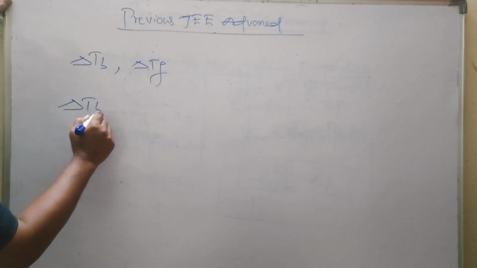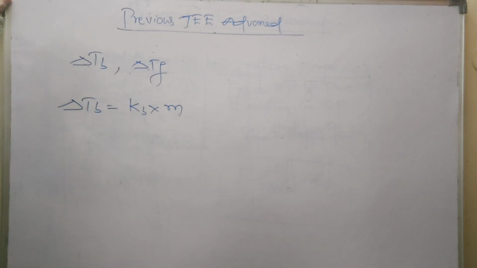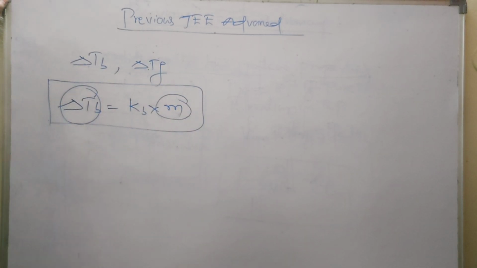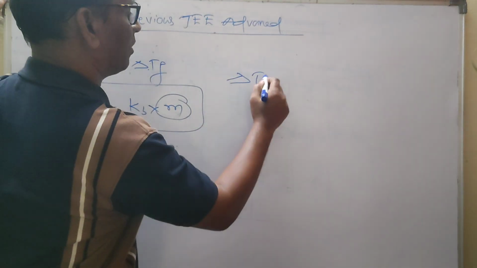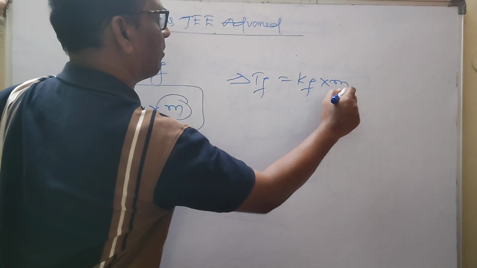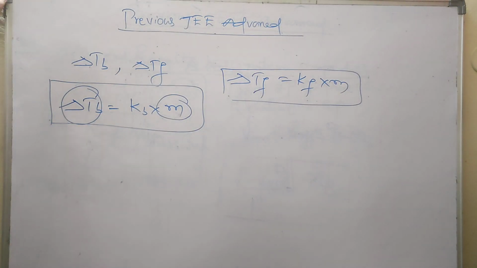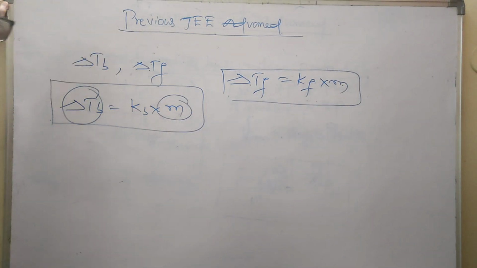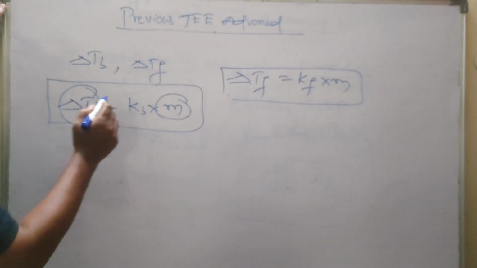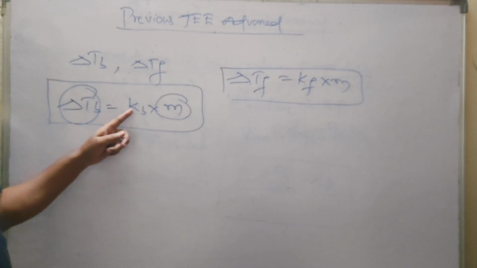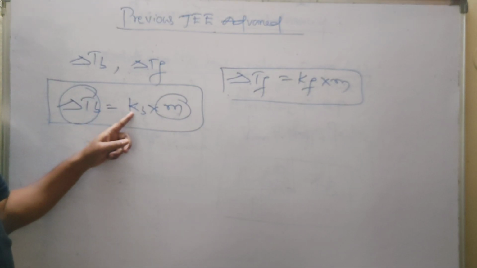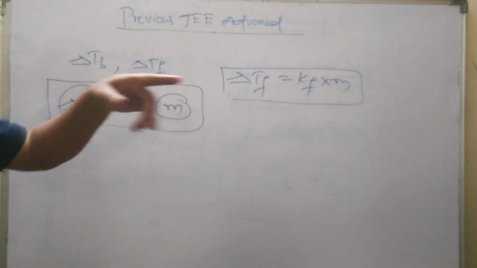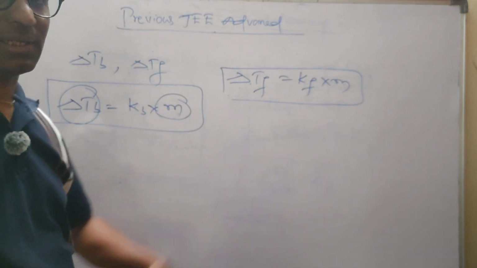Whenever you are taking, delta TB is equal to KB into m. What is the relationship between delta TB and molality? This you just remember. In the same way, delta TF is equal to KF into m, where m is called molality. KB is called the elevation in boiling point constant, otherwise we can say the ebullioscopic constant. KF is the depression in freezing point constant, or cryoscopic constant.